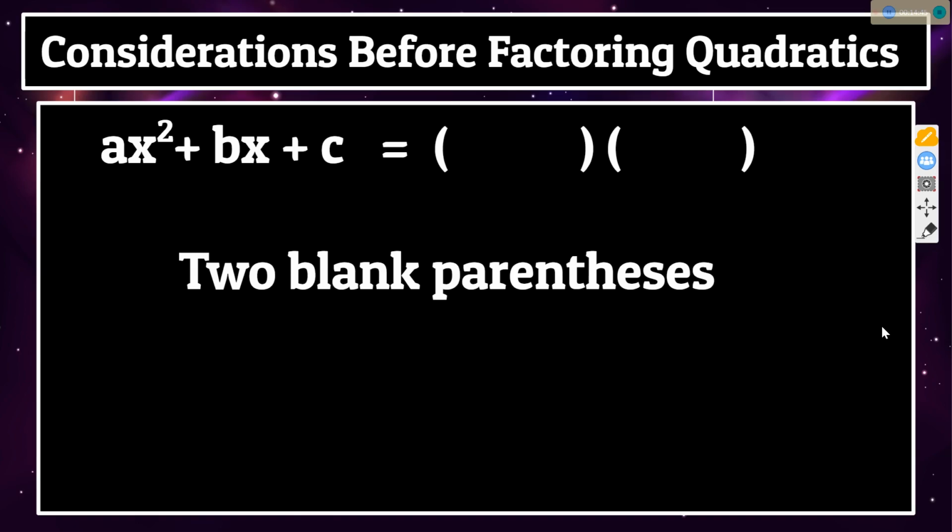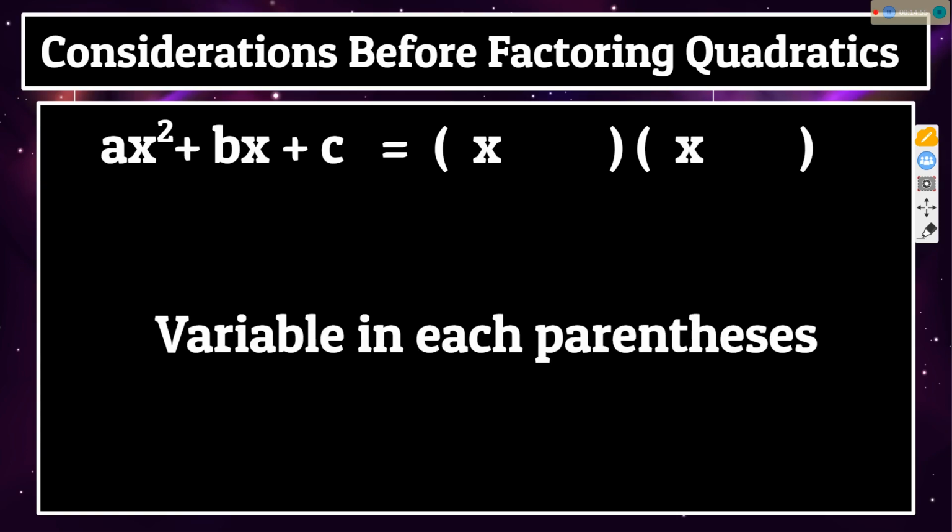So before we even start factoring a quadratic, think about what we need to have. We need to have two blank parentheses, right? That's the first thing that we're going to need to write. So every time before you get started, put two blank parentheses. Then we need to have a variable in these parentheses, and we'll look at the variable. In this case, it's x. Sometimes it might be a different variable.